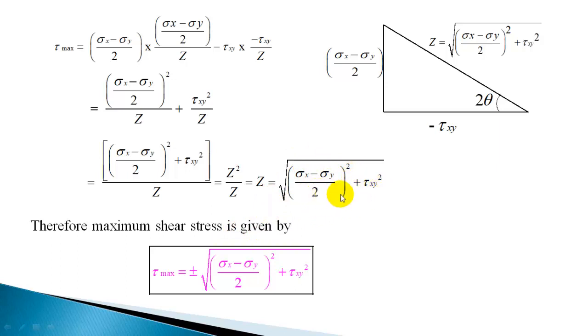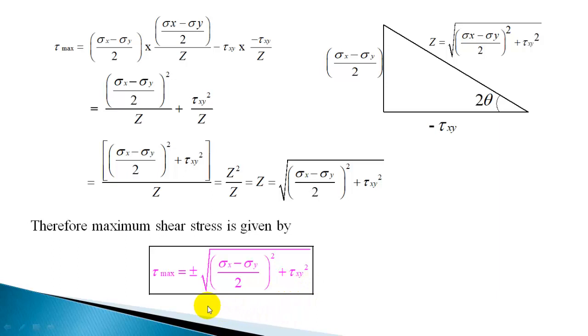So this maximum shear stress is plus. Earlier you got minus, and that is the only difference. Both the values are the same, only this is plus, the earlier one was minus. Therefore maximum shear stress is given by tau max equals plus or minus root of ((sigma x minus sigma y) by 2) square plus tau xy square.